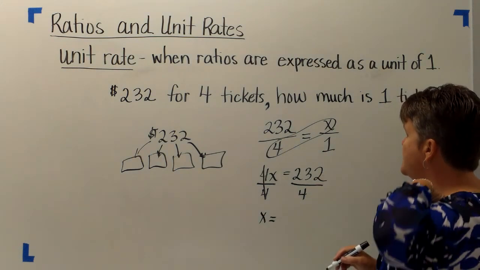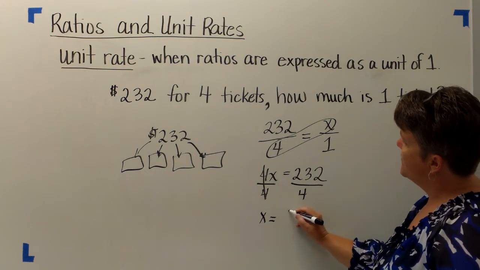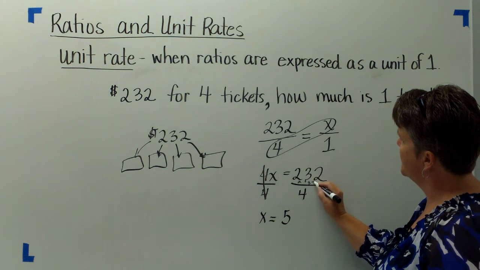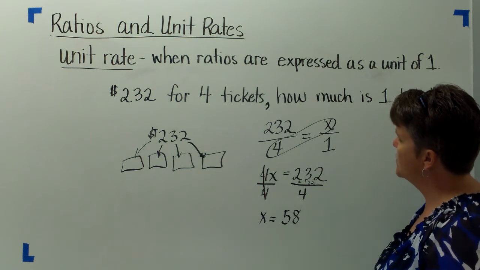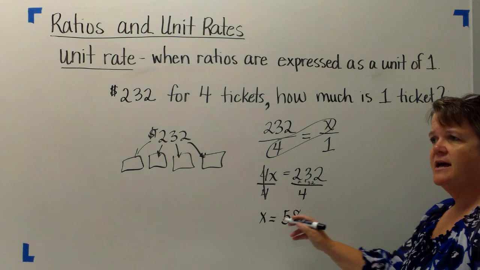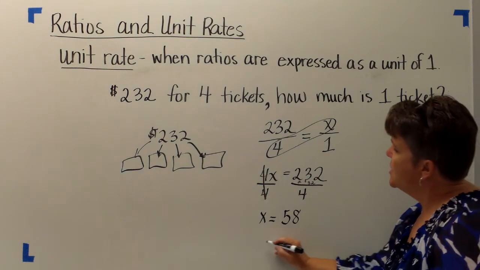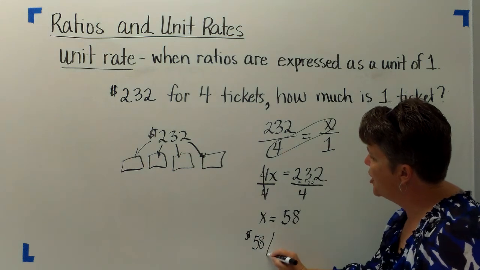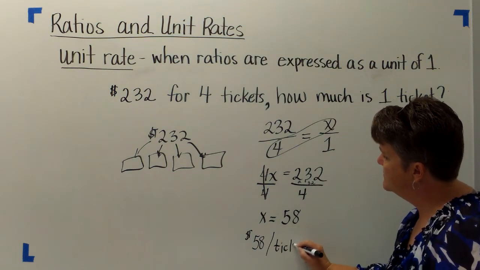How many 4s are in 232? There are 5 4s in 23, leaving you with 32. There are 8 4s in 32. So x equals 58. So you are paying $58 per ticket.